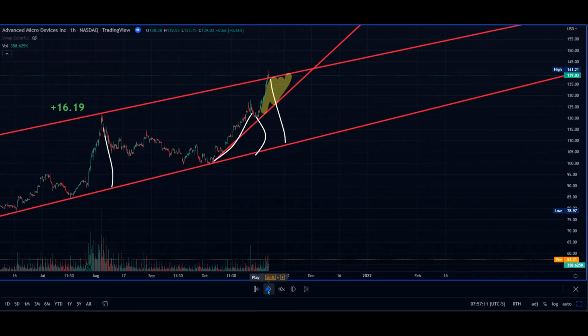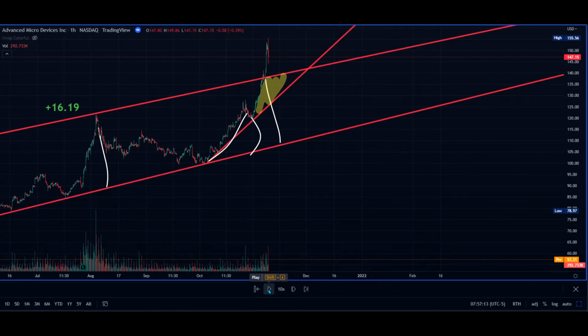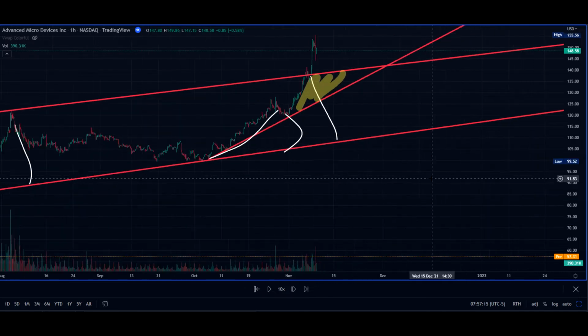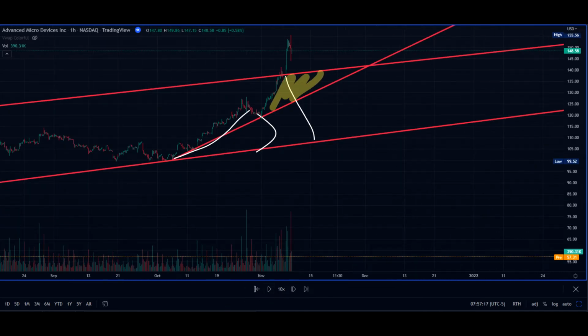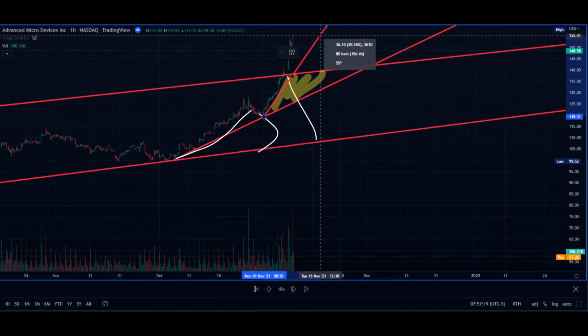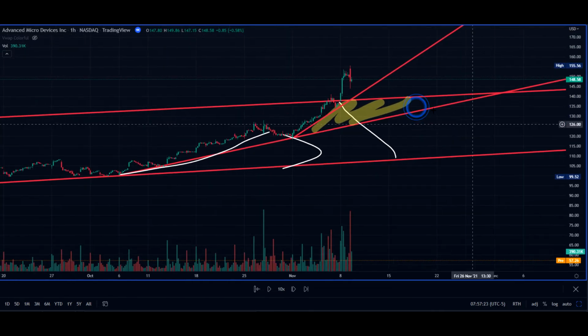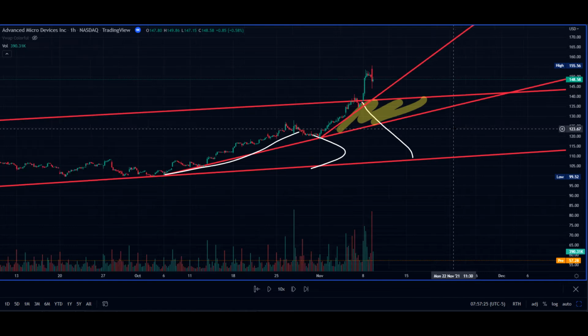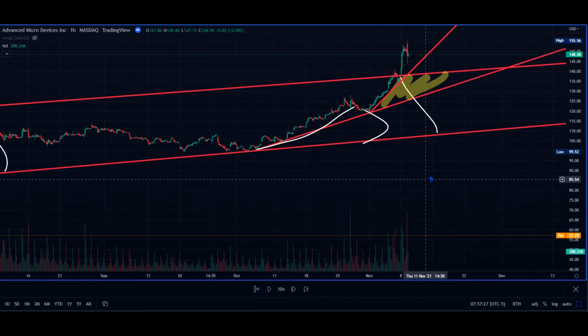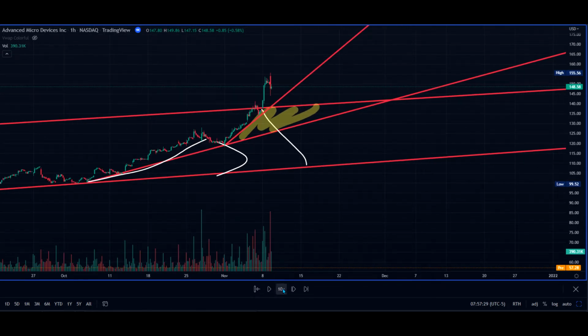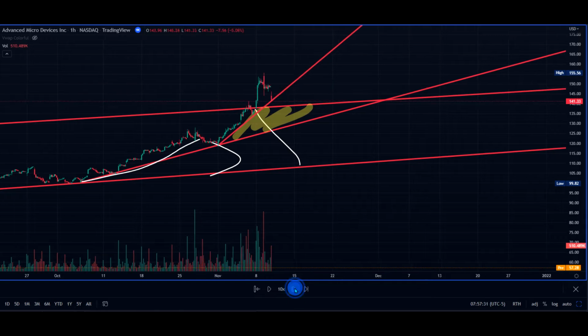Okay, so let's see what happens here. Okay, so it got even further away from it. I would say you have another offshoot here. Okay, so I want to go short on the break of this trend line now because it's really overextended. Let's play it out and see what happens here.